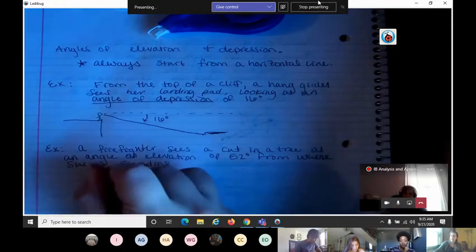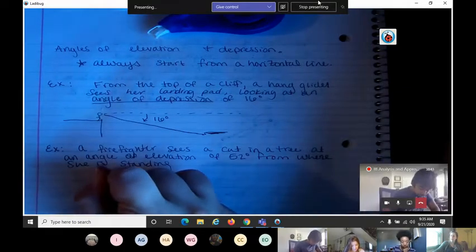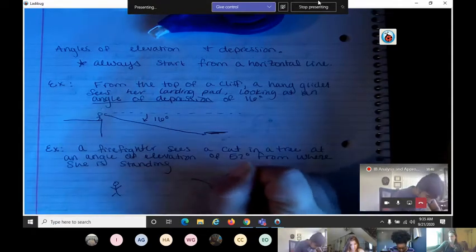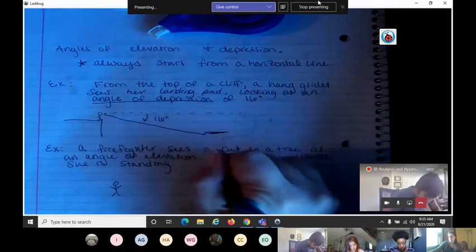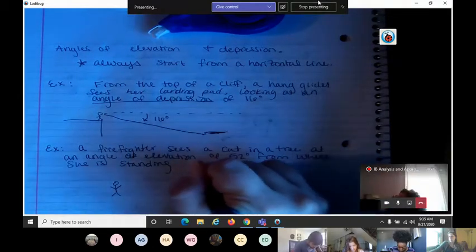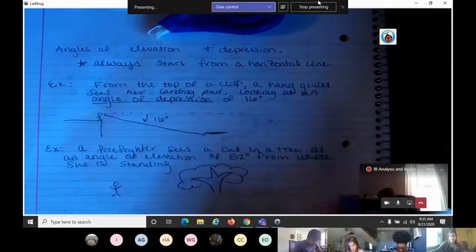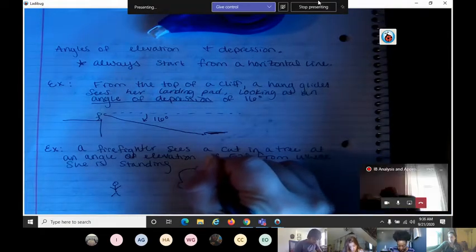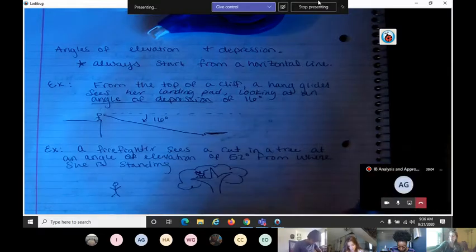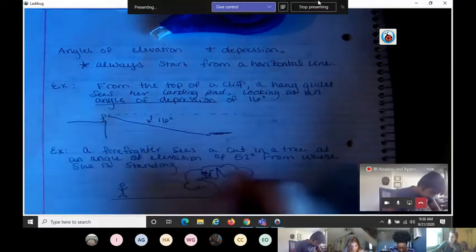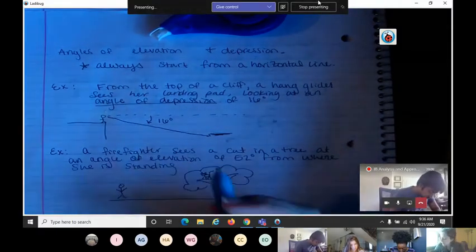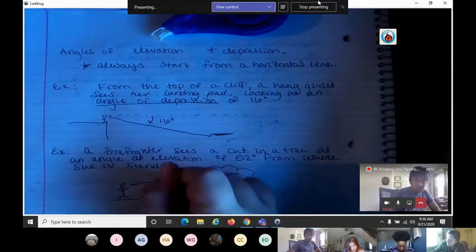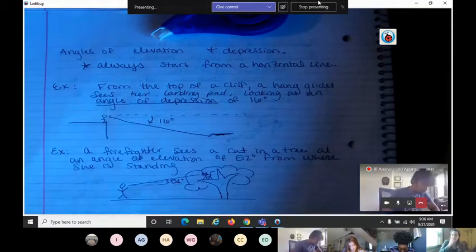Okay, so again, I'm going to have my little person, my firefighter. I'm going to have a tree. I'm going to have a cat. Okay, and my firefighter is looking up with an angle of elevation of 52 degrees. This is not to scale.